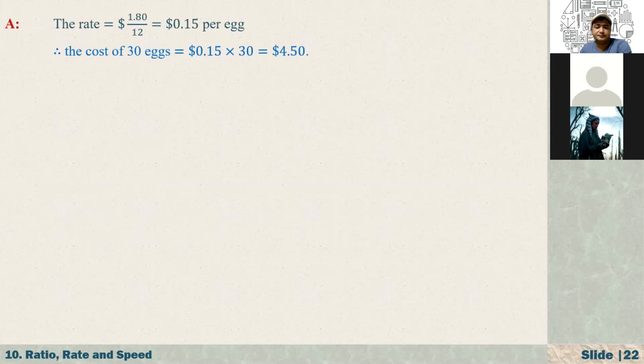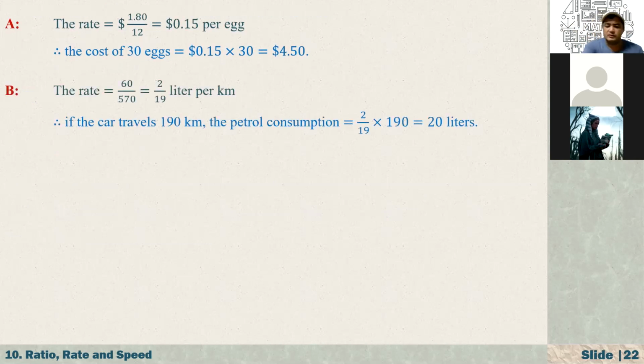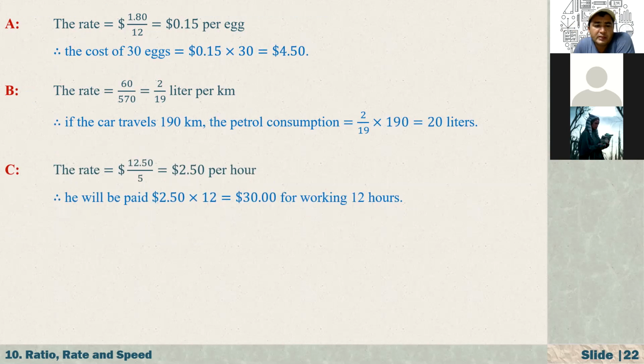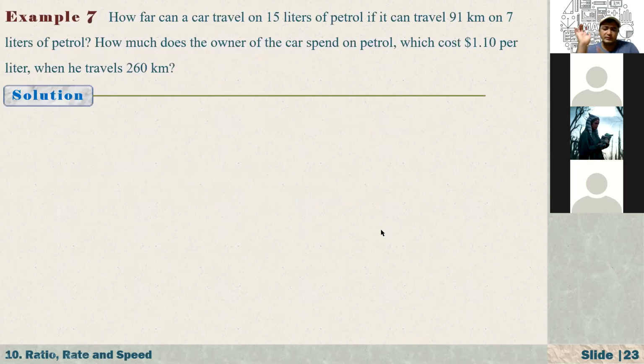Now let's see a few. Okay, it's also about this, and after that, we will solve problems. So the first one, what is the rate? The rate is $0.15 per egg, right? So here we have to mention the unit, otherwise it will not be clear. And also the second one is 2/19 liter per kilometer. That means that our car consumes 2/19 liter of petrol per kilometer. And the last one is about working hours. Anyway, so now let's start this question.